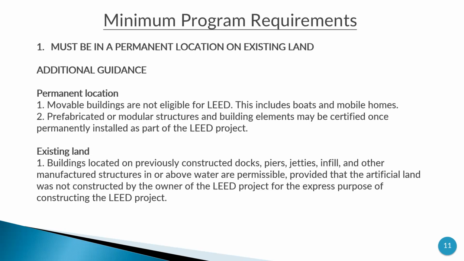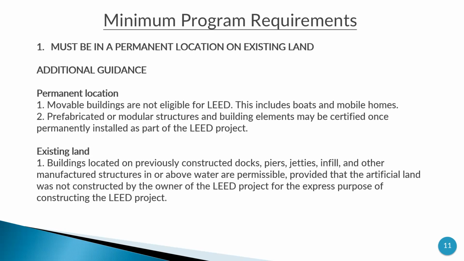Now coming to minimum program requirements. Means what is that a project must acquire or must be in order to apply for this LEED O&M. The first condition is it must be in a permanent location on an existing land. What is this permanent location? Basically, movable buildings are not eligible for LEED.